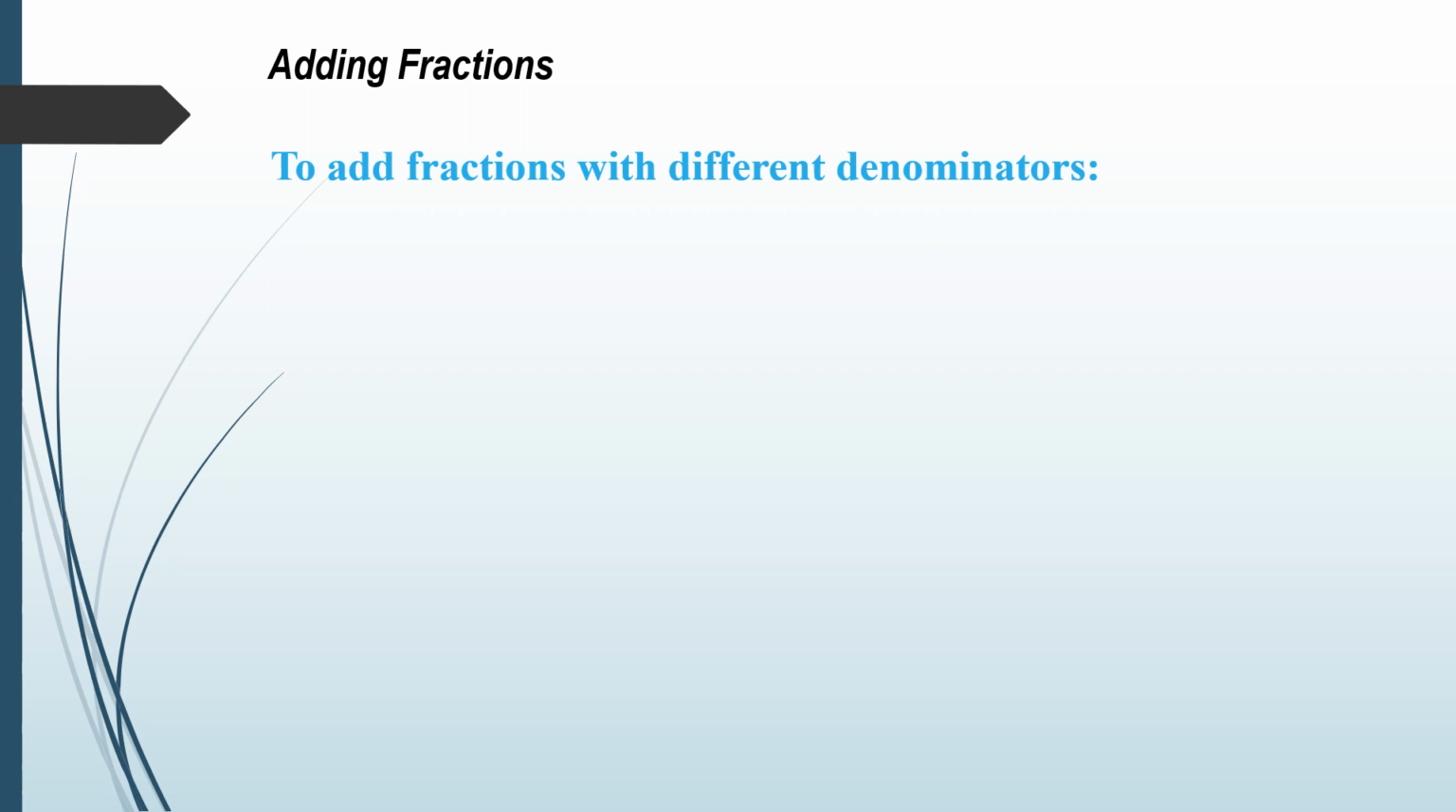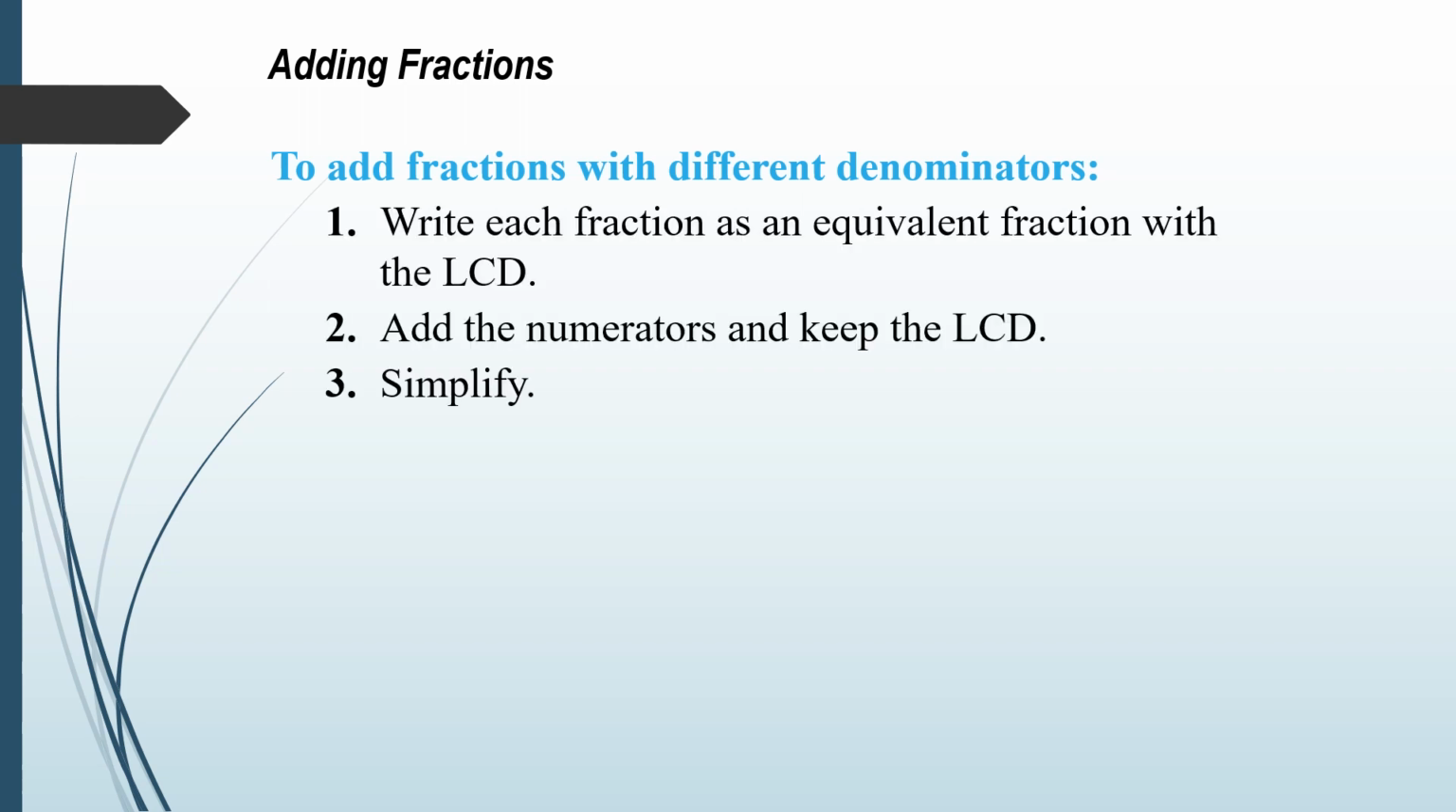Okay, let's have this one. Adding fractions: how to add fractions with different denominators. Ngayon naman magkaiba. Pag sinabing different denominators, they are dissimilar fractions. Paano ba mag-add ng dissimilar fractions? Number one, write each fraction as an equivalent fraction with the LCD or the least common denominator, pinakamababang number na pwedeng ma-divide ng denominators. Add the numerators and keep the LCD and then simplify.